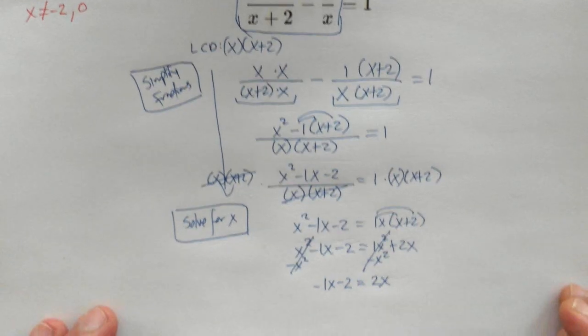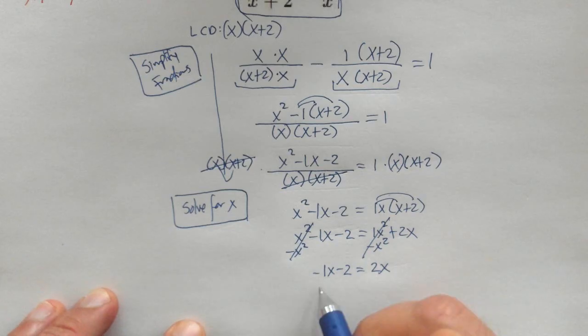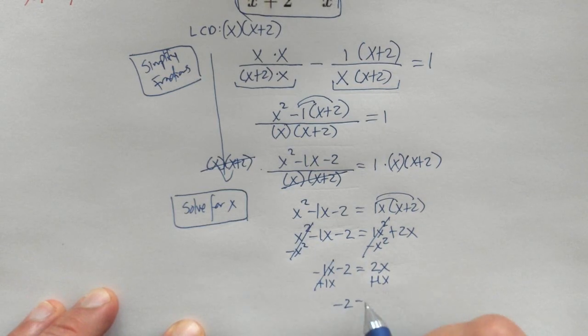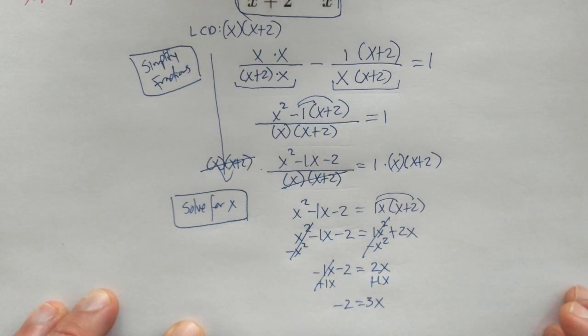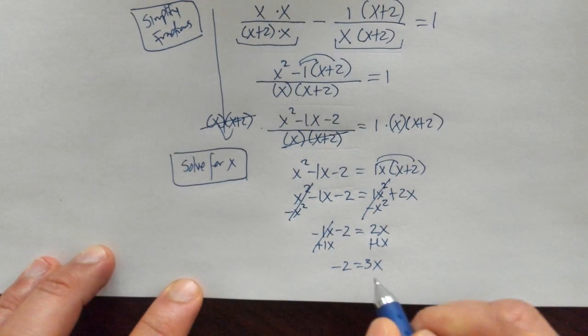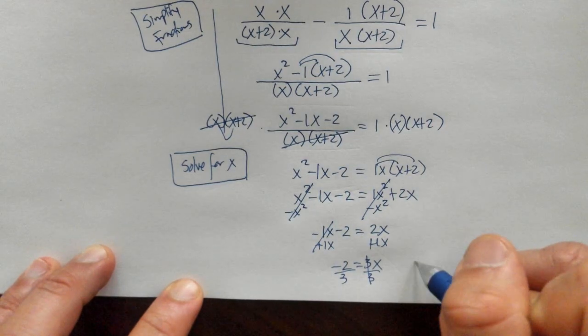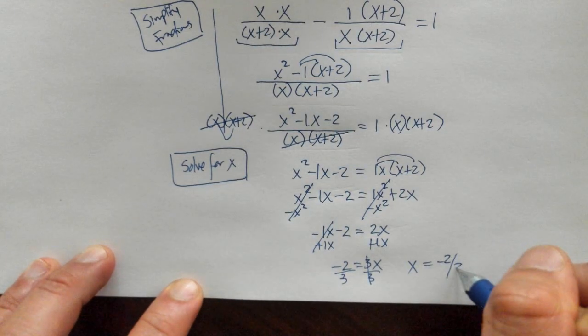I don't have to factor this problem because there's only one x variable, so let's move this 1x to the other side. Plus 1x. This gives me negative 2 equals 3x. And to solve for x, we divide both by 3. X equals negative 2 thirds.